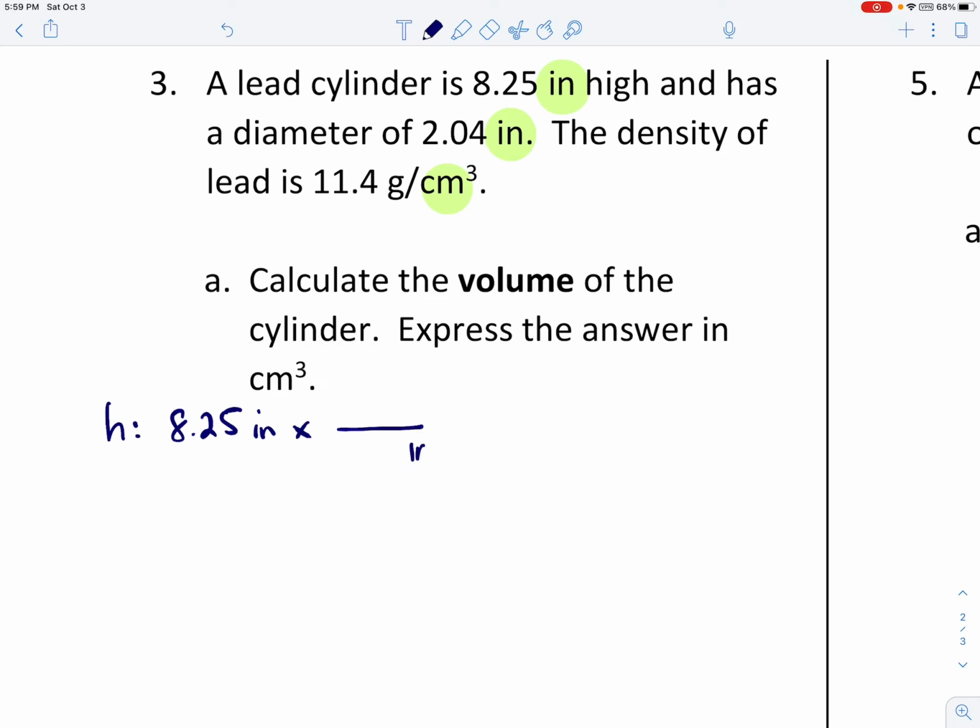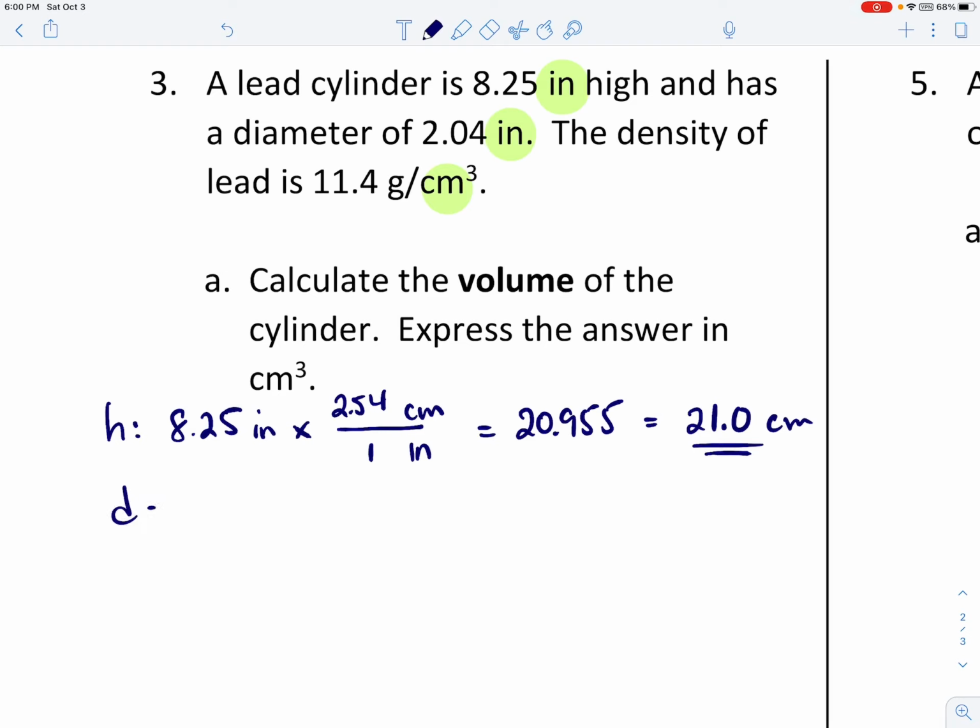8.25 inches. With one multiplier, I can convert inches to centimeters. There's 2.54 centimeters in 1 inch. So 8.25 times 2.54, this is going to be, let's see, 20.955, so round it off to, we can only keep 3 significant digits, we'll have to call that 21.0 centimeters.